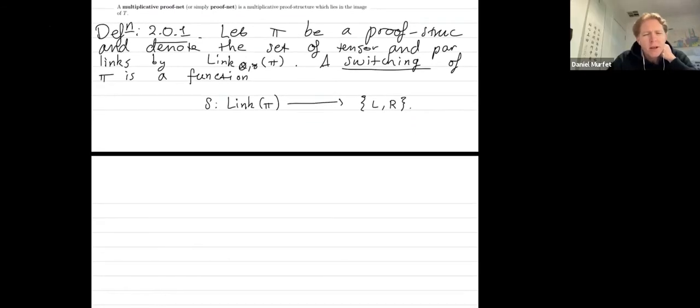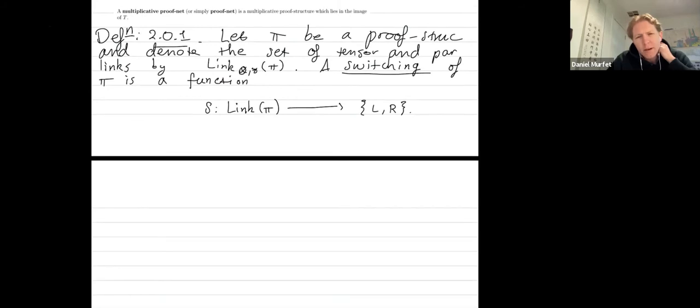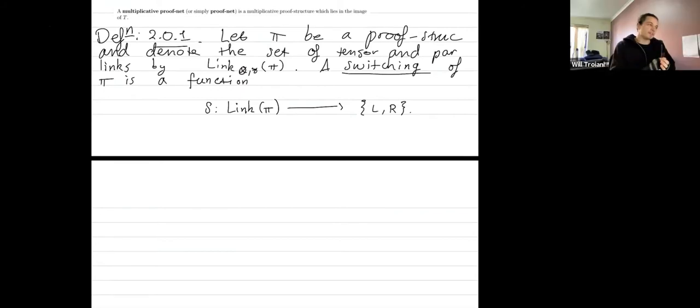Sorry, question, Will. How do you think about the actual mathematical structure of a proof structure? So this is an oriented graph equipped with an ordering on the incoming edges at each vertex, I guess? You need to specify that. It can't just be an unoriented graph, otherwise you can't tell which; there was some information in the links about which was the left and the right premise, right? Yeah, that's correct.